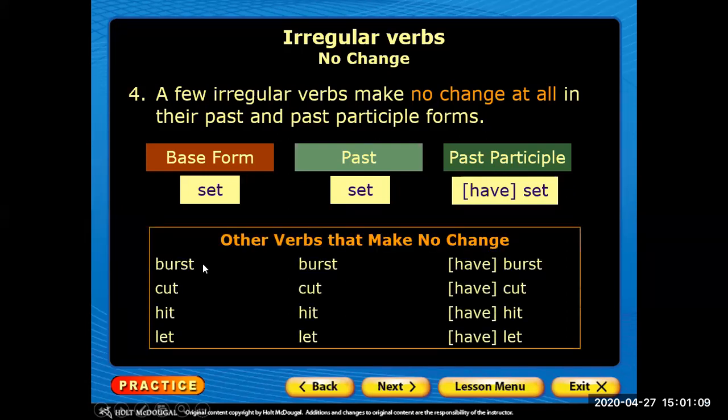All right. Other verbs are, Tamim? Burst, burst, burst, cut, cut, cut, hit, hit, hit. Very good. Let, let. And of course, set, set, set. All right. And cast, cast, cast. And there are other examples. Okay. Let's go straight to the practice.